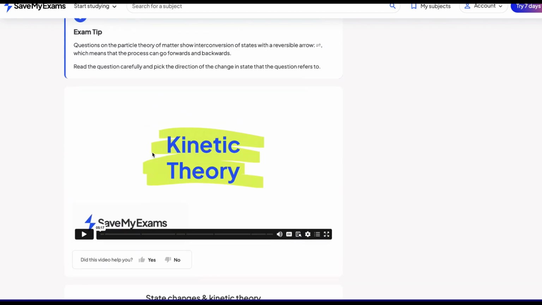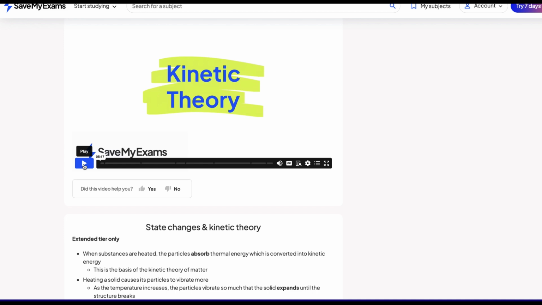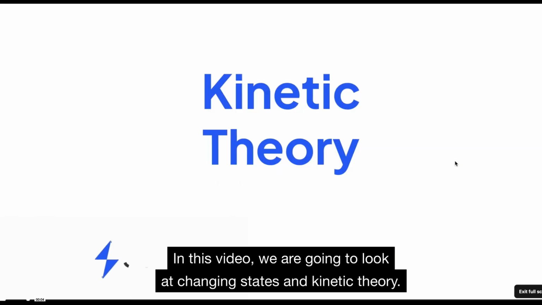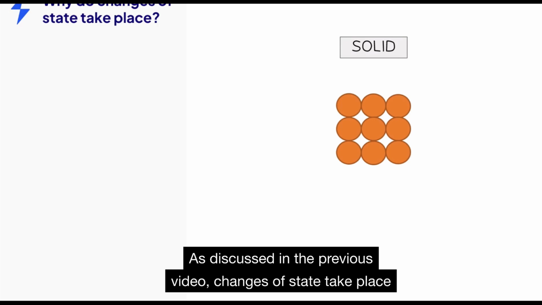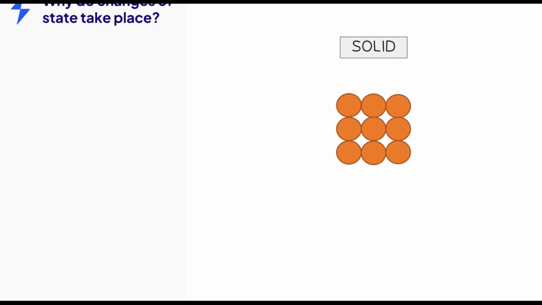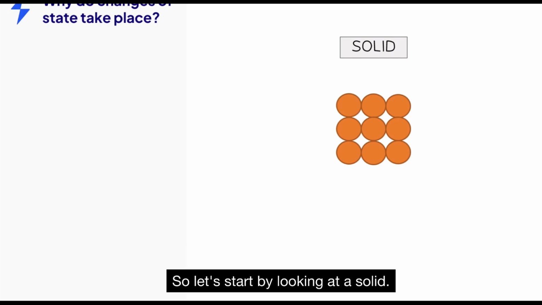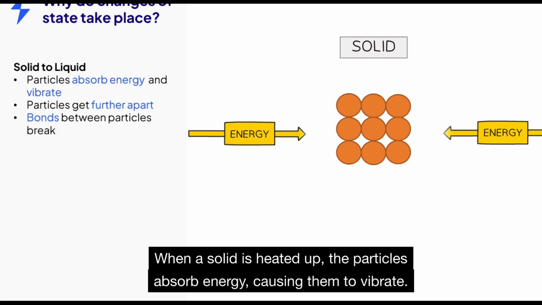Now, before we go to the basic kinetic theory, let's take a look at this further tutorial before we expatiate on the kinetic theory. In this video, we are going to look at changing states in kinetic theory. As discussed in the previous video, changes of state take place between solids, liquids, and gases. Kinetic theory looks at the behaviour of particles to explain why this happens, so let's start by looking at a solid. When a solid is heated up, the particles absorb energy, causing them to vibrate.